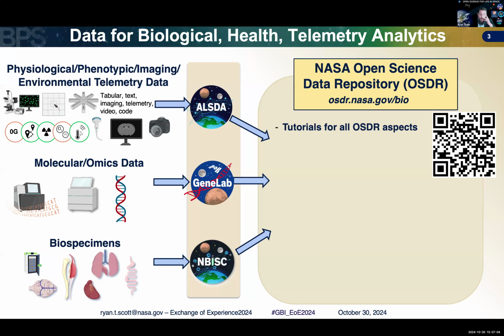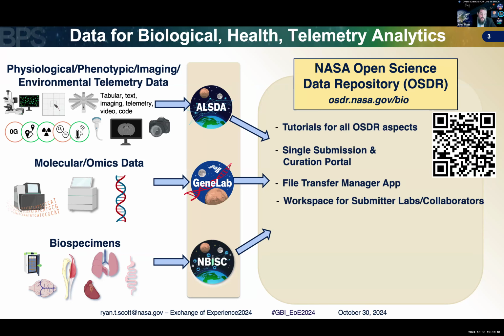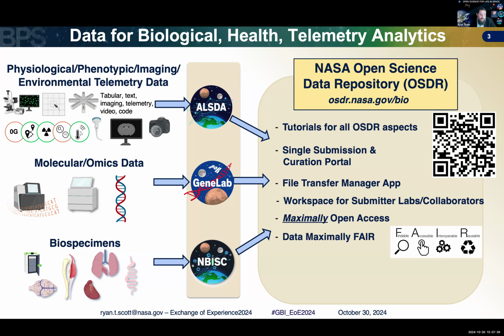This is a QR code to all the different tutorials, including the submission portal, which also has a curation portal to make the data maximally FAIR, as well as a file management transfer app for our submitters. There's a workspace for users and for labs and PIs that want to submit, curate, and share data. We do have some human data, not NASA astronaut data, but other human data. So that's why we like to say it is maximally open, because we do have certain controls for private human data that is sensitive, although we do strive for it always to be maximally open.